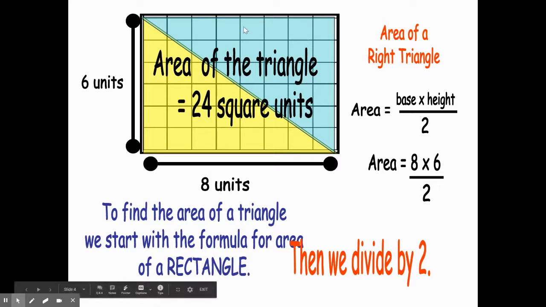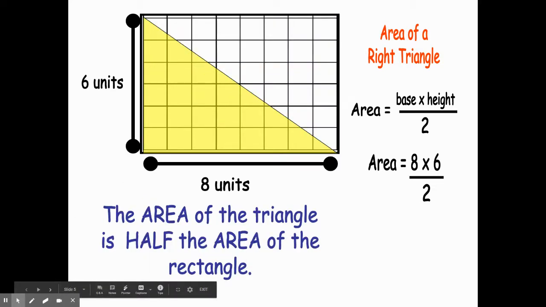The area of this blue triangle would also be 24 square units, and those two triangles together make up that original rectangle that we started with. So the area of a triangle is half the area of a rectangle, or you could say parallelogram.